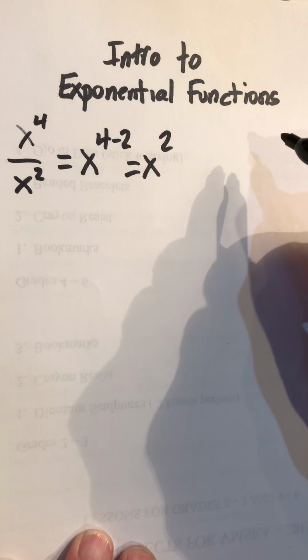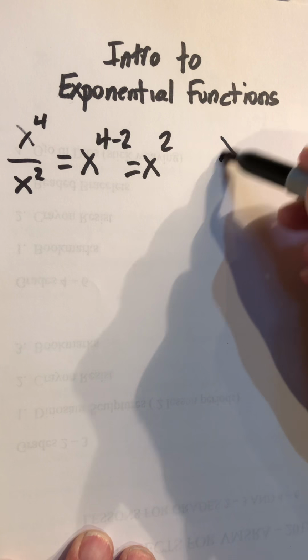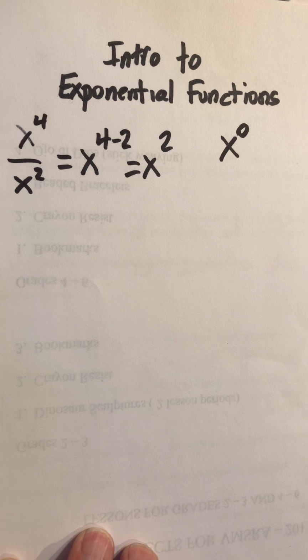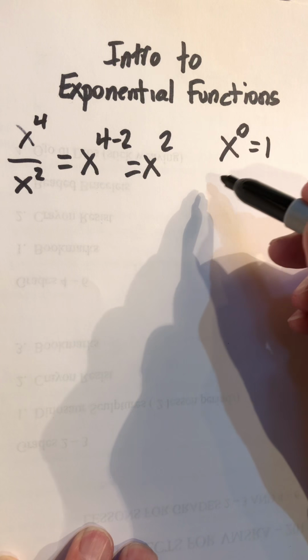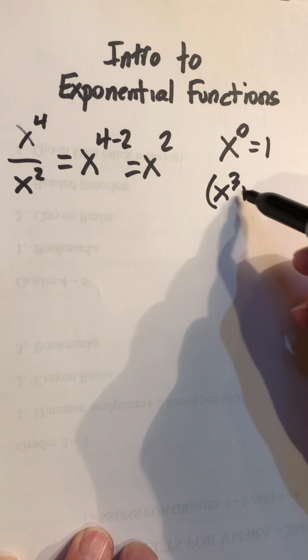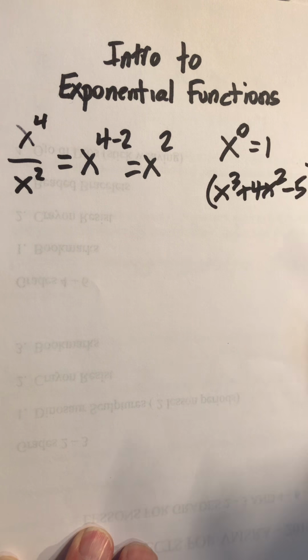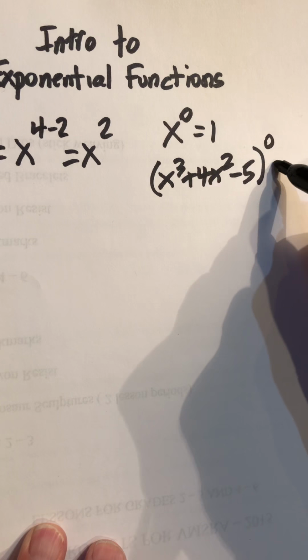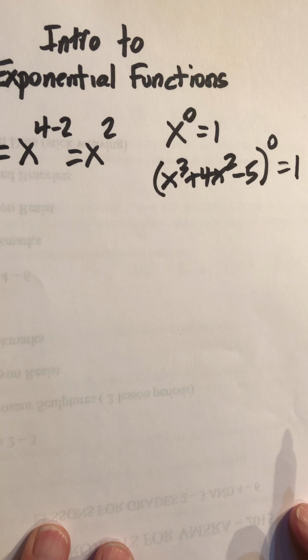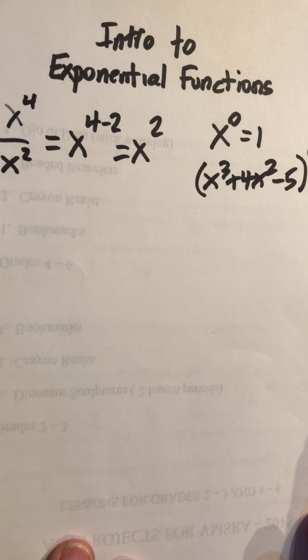All right. Well, what about x to the 0? What is the value of x to the 0? Well, the answer is anything raised to the 0 power except 0 is 1. So x to the 0 is 1. Let's see, does that make sense? Well, in fact, if you had x cubed plus 4x squared minus 5, and you raise it to the 0 power, that's just equal to 1. Anything except 0 raised to the 0 power is 1.